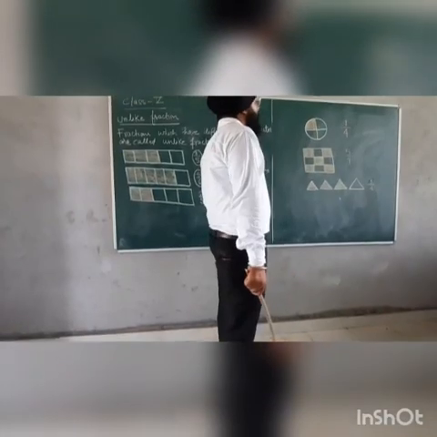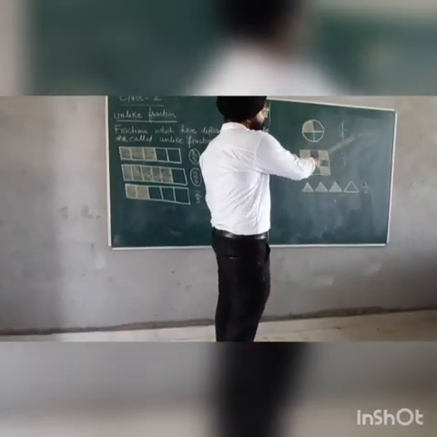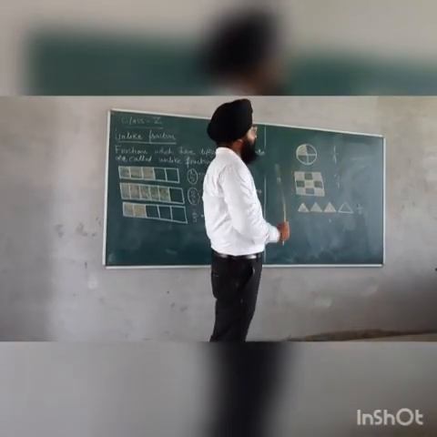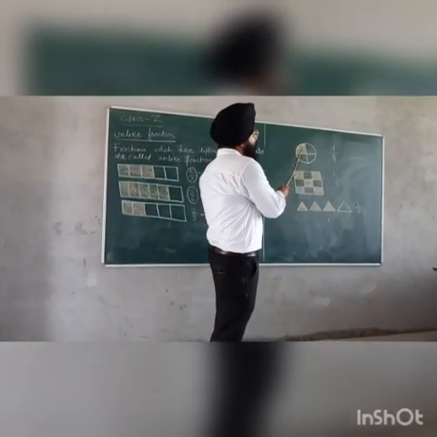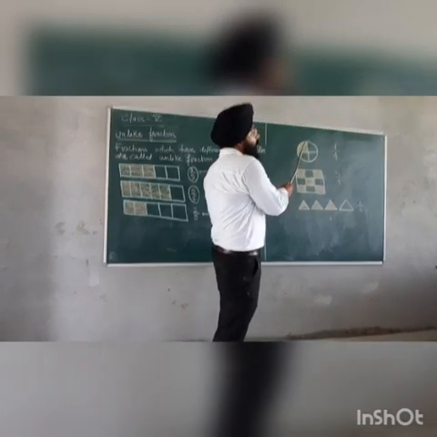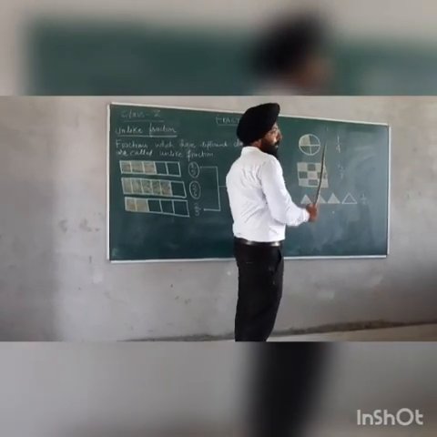Now we will find out like and unlike fractions from these diagrams. First of all, we will see the fraction of these diagrams. How many parts are shaded of this circle? Only one part is shaded out of 4. So the fraction is 1 by 4.